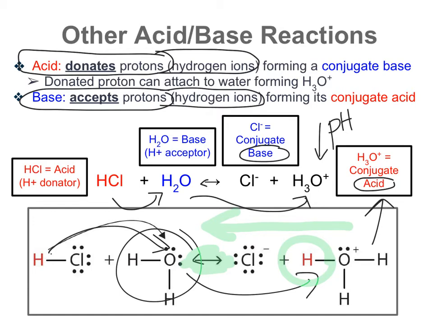So if we put hydronium, mix it with chloride ions, then the hydronium would act as an acid, and the chloride would act as a base because it's accepting protons, and so that's what you would get. That's what you really want to try to study and memorize. Acids donate protons, bases accept them.